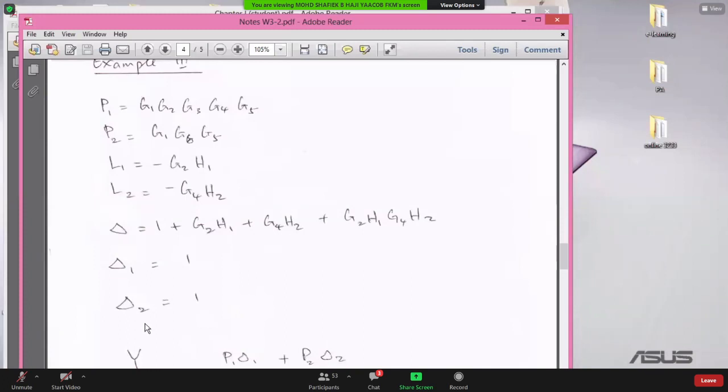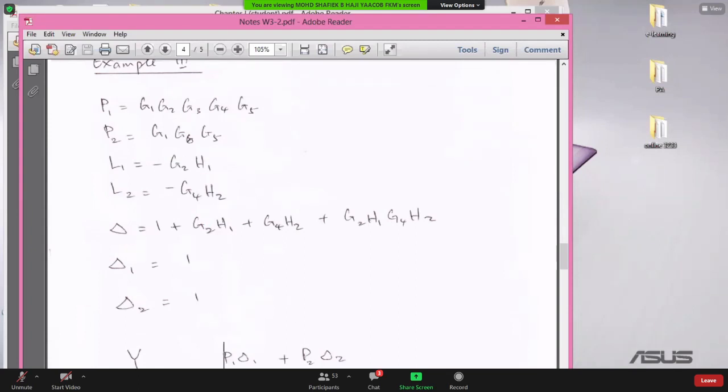And what is delta 1 and delta 2? Since we have two forward paths, we need to have delta 1 and delta 2. Since L1, L2 touches the first forward path, you need to drop all the loop gain that touches the first forward path. Therefore, you have 1 for delta 1. P2, both loop also touch the second forward path. So you need to drop all the loop that touches the second forward path. Therefore, you get 1 again for delta 2.